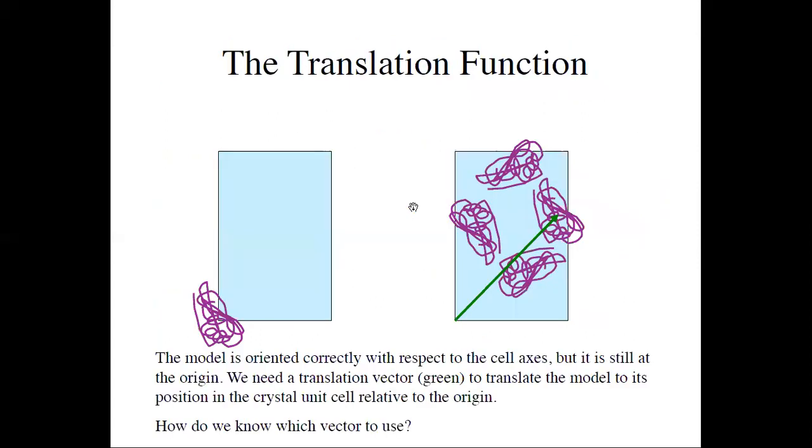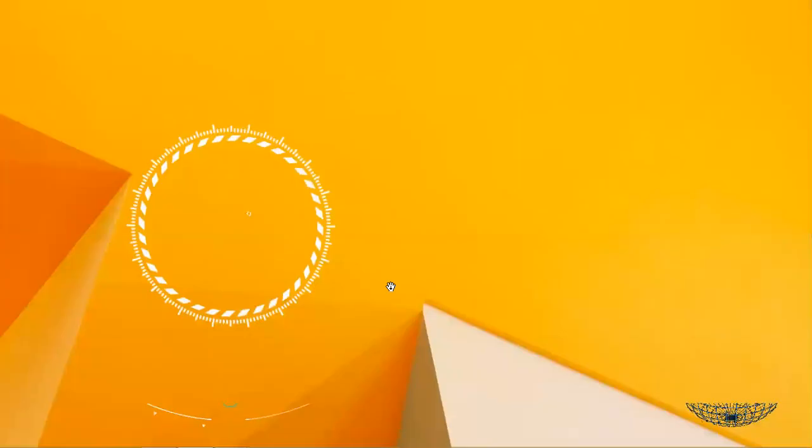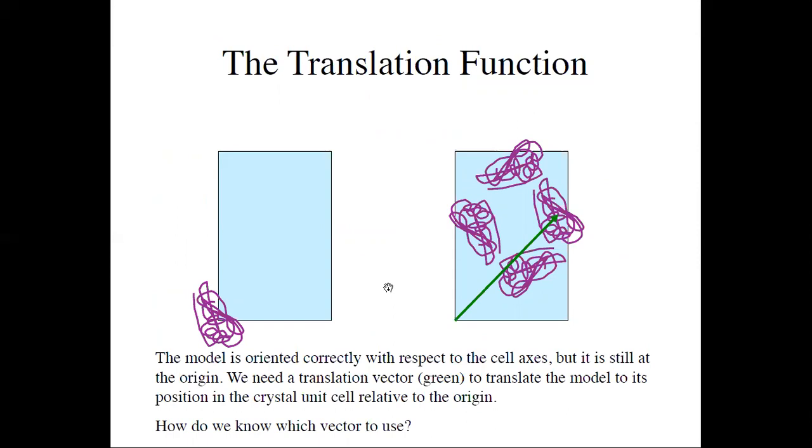So the translation function. Before, we saw the rotation function. Now we have to see the translation function. These are the two types of diagram in which the green shows the translational vector. It should change in the cell axis from the different unit cell. So how it should change from one position to another position.